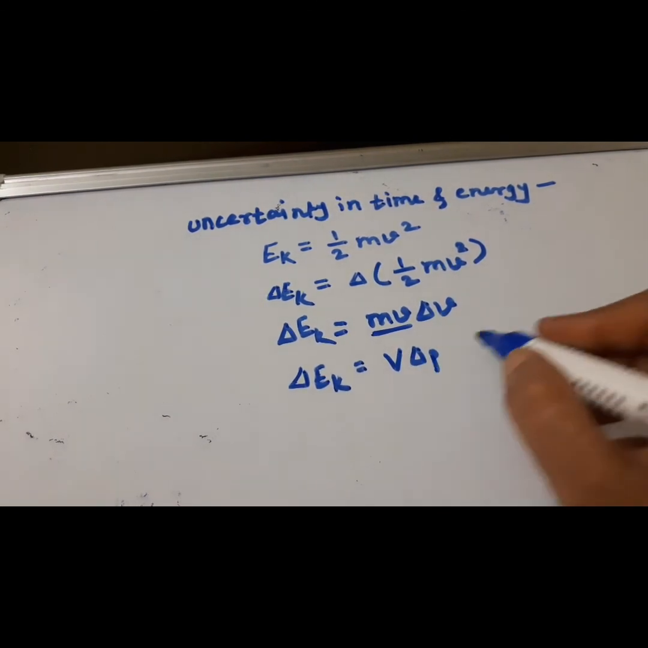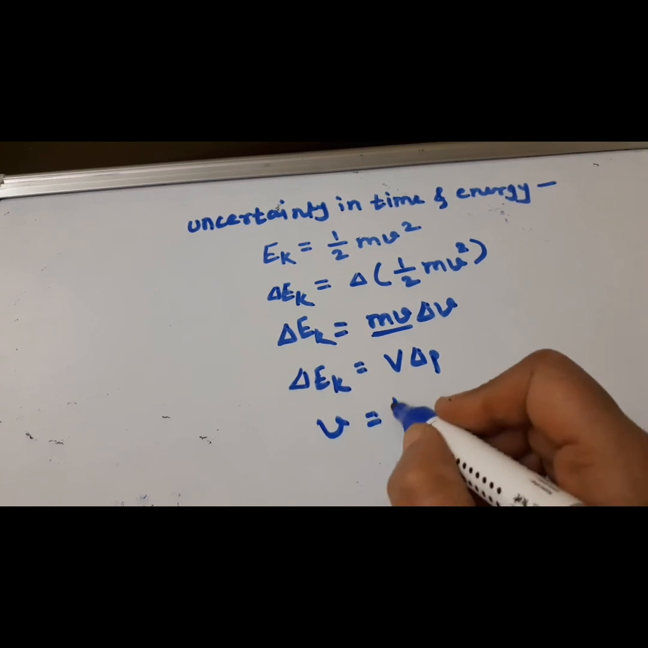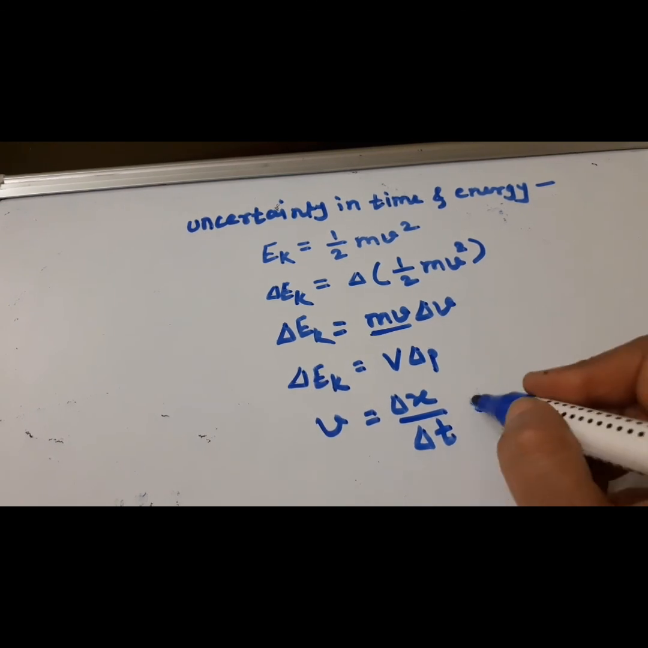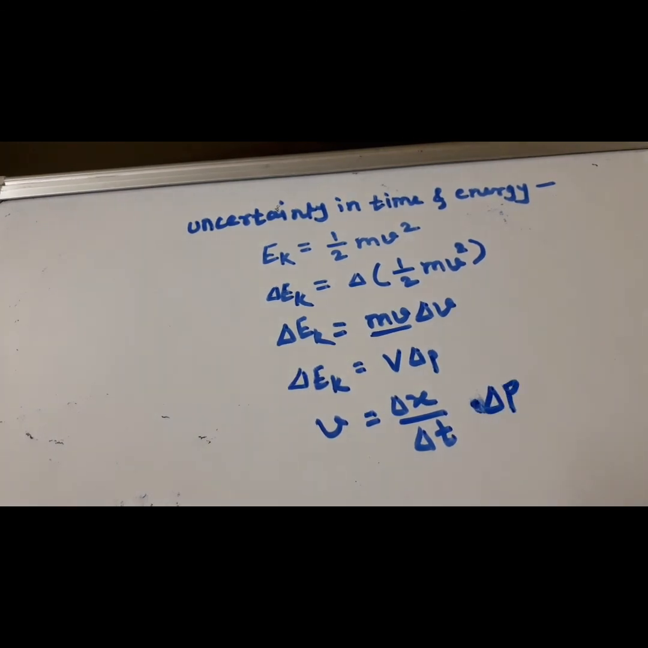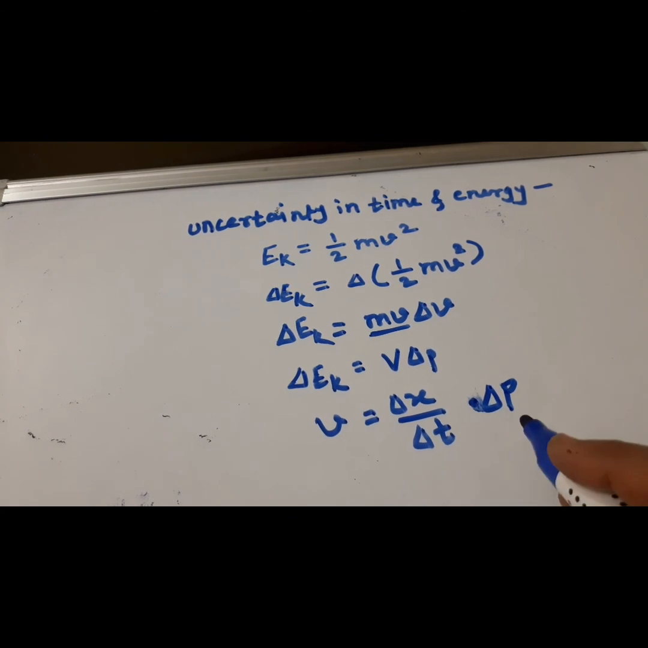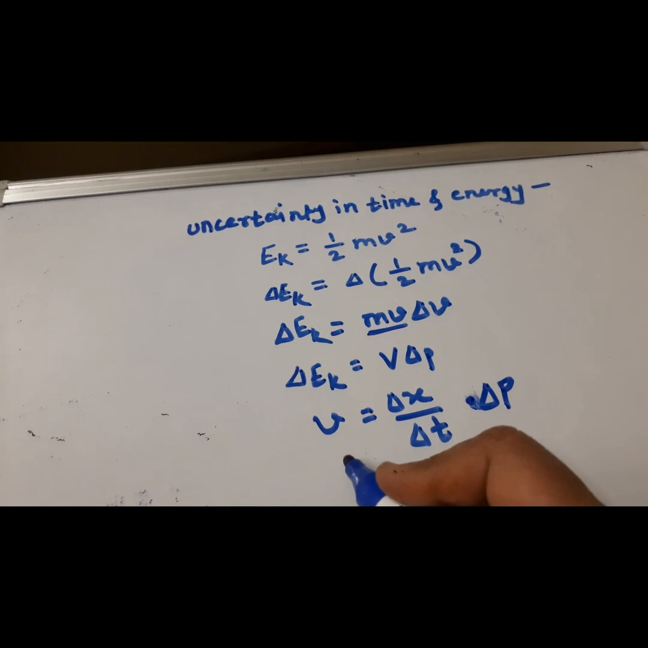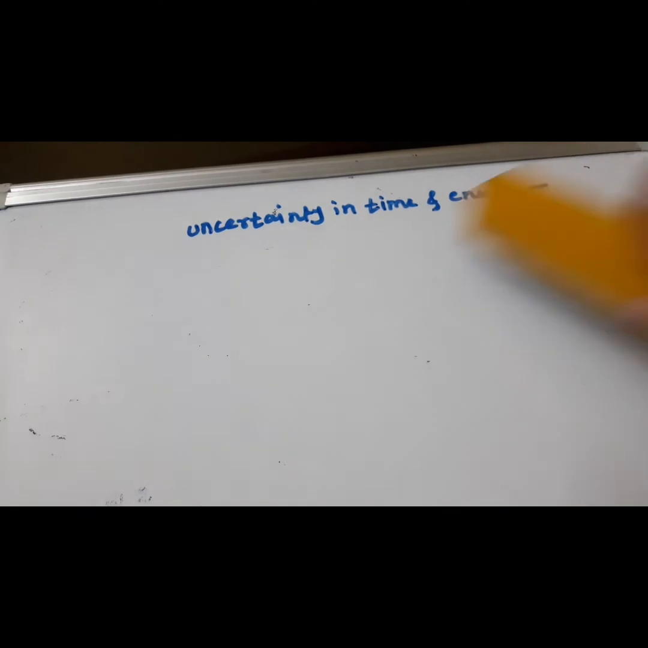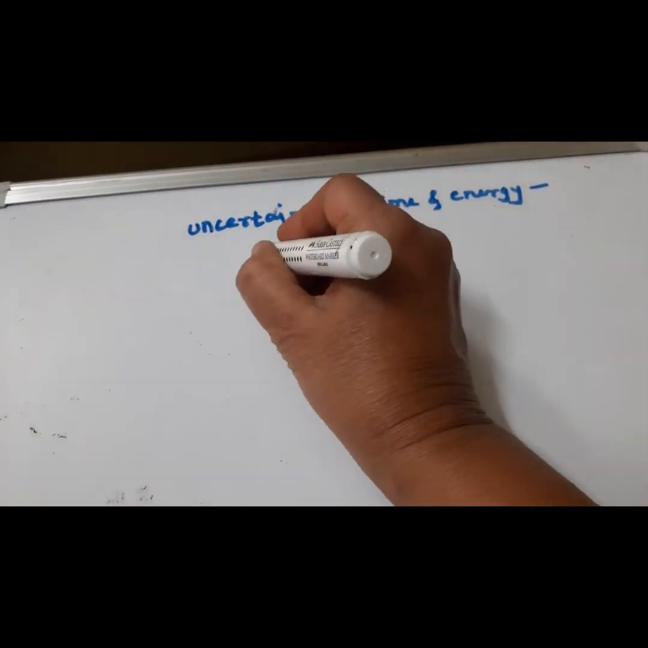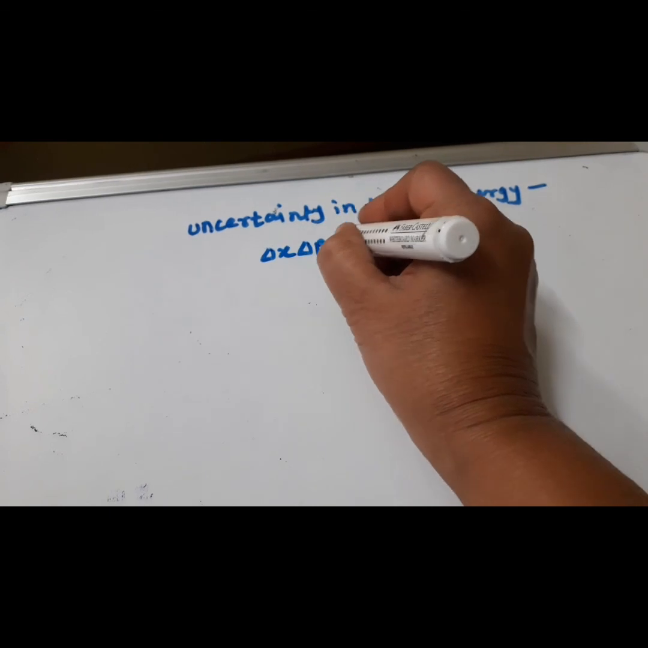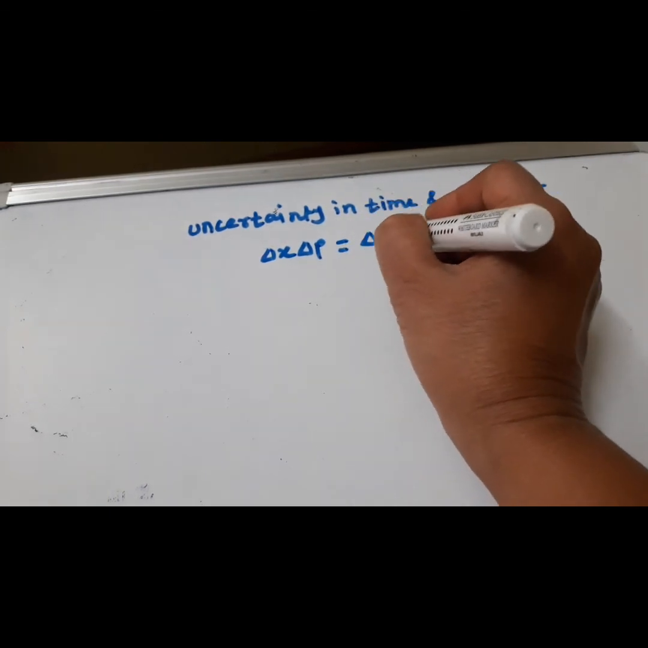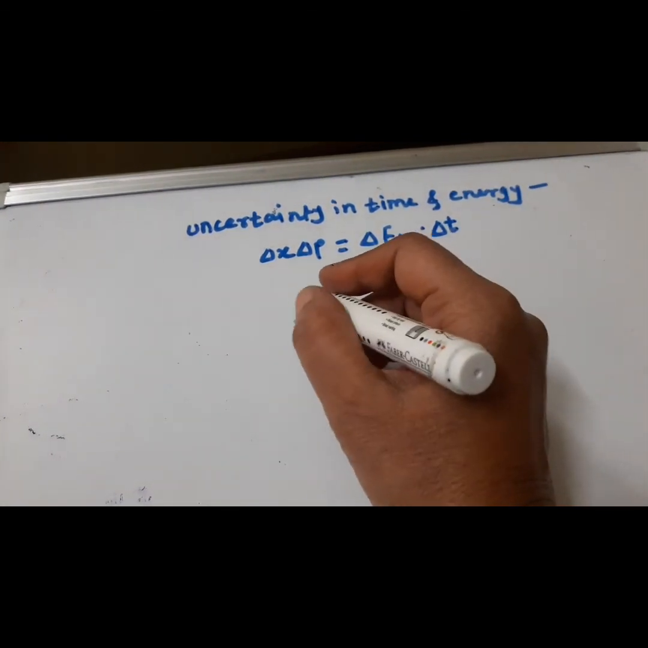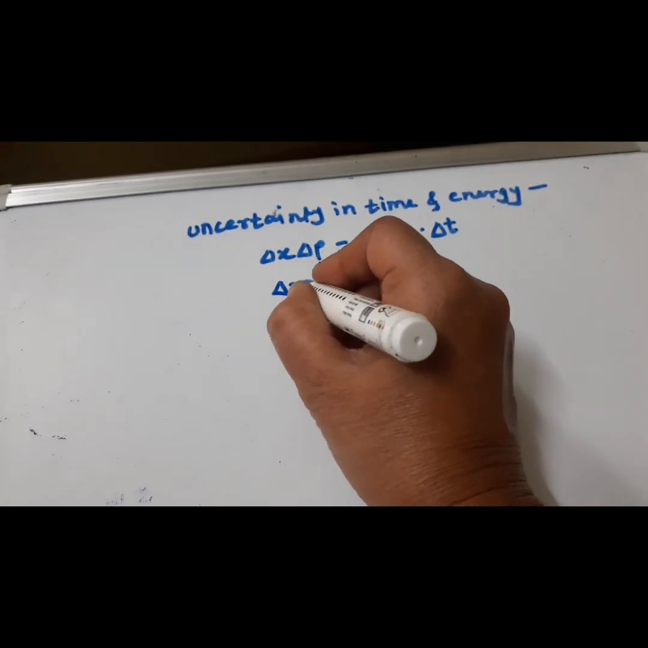Now the velocity v is equal to delta x divided by delta t, into delta p. Therefore delta x delta p is equal to delta Ek into delta t, isn't it? Therefore again we are rearranging this equation.